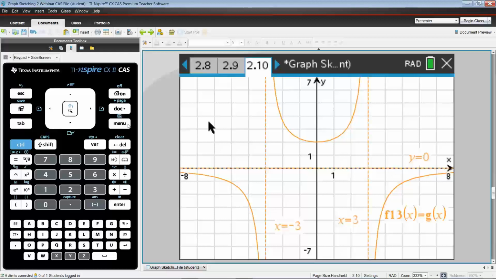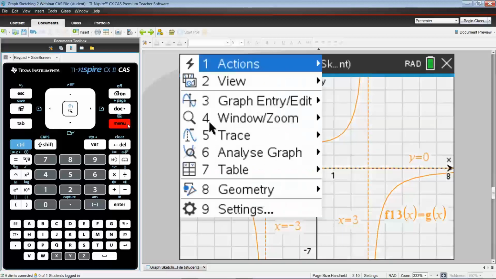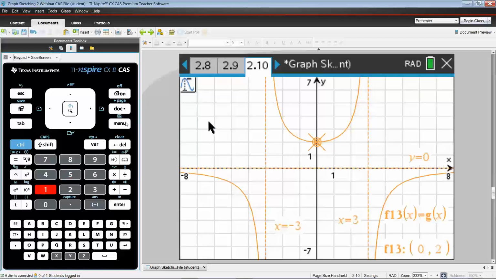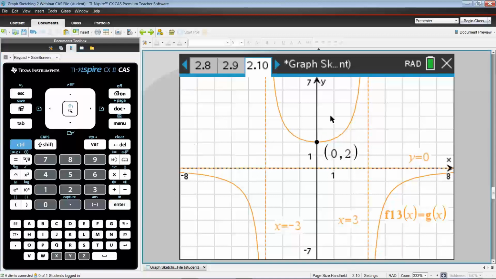So how are we going to show it on the graph? Well, simply go menu, 5 for trace, 1 for graph trace, and as you can see, it's already put the point 0, 2 over there. Now, sometimes when you try this, it might go, for example, on, let's say, 1.8 as a quick example. If that does happen, simply press the 0 button. It'll ask you x equals 0. Press enter. You'll snap straight to the point where x equals 0, which is 0, 2. Press enter again, and it will give you the coordinates, and it will place it over there. You then press escape to get out of the trace mode.